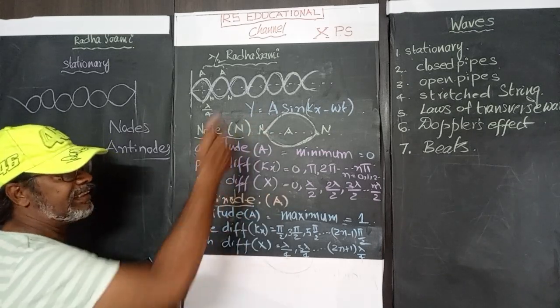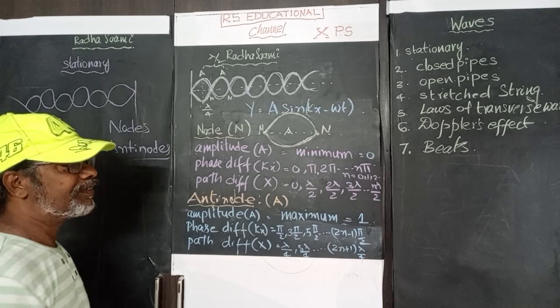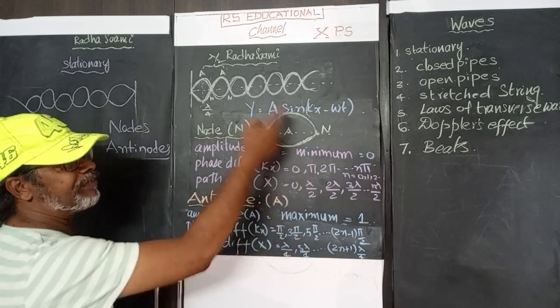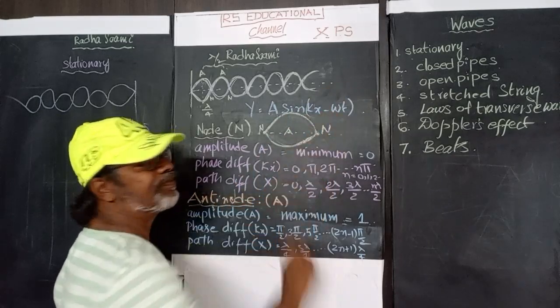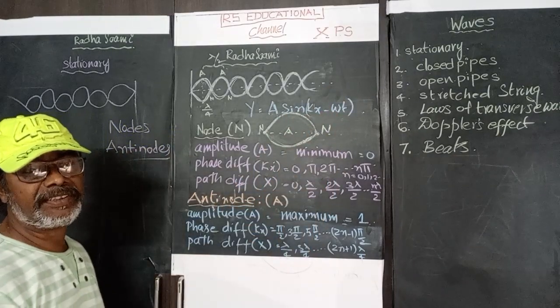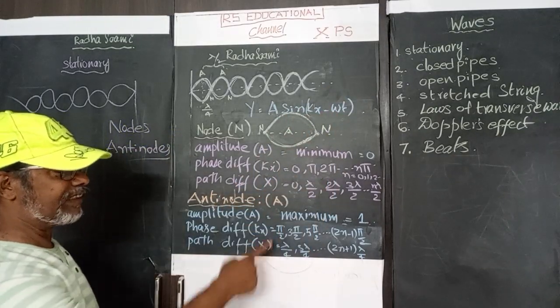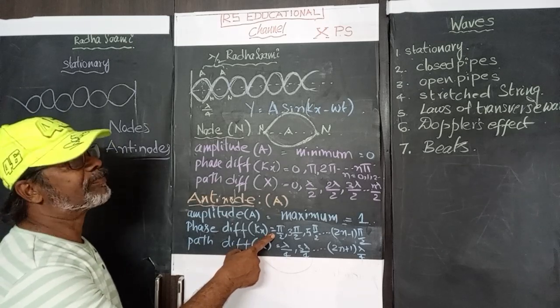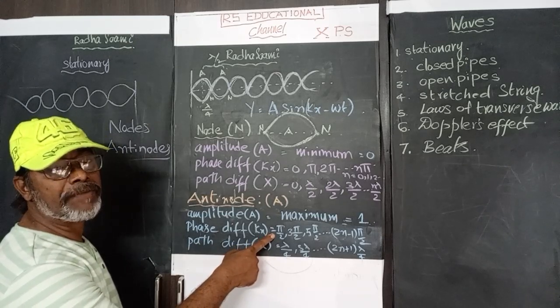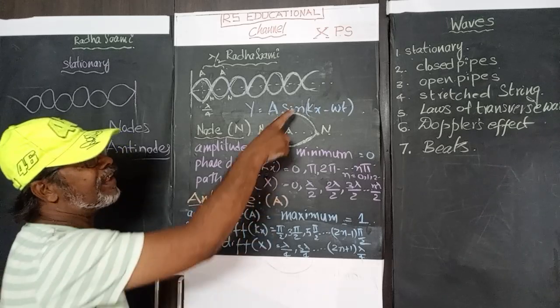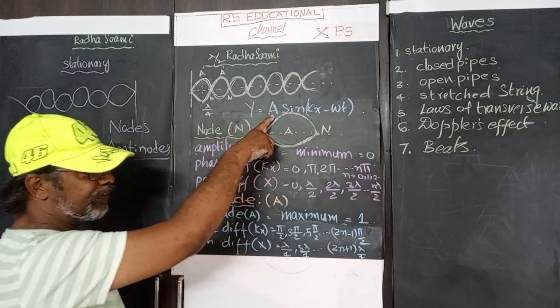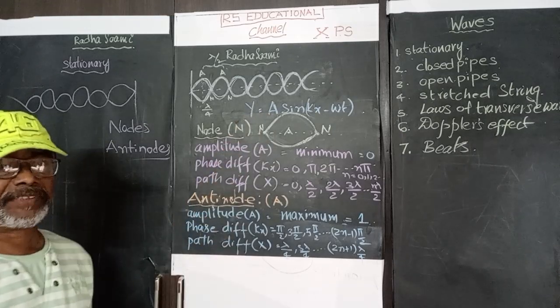Understand? Like that. If you take antinodes, the maximum value, sine of the total angle must be equal to 90. So that's why here pi by 2. The angle must be equal to 90, pi by 2. Then sine pi by 2 is equal to 1. 1 into A is equal to 1. So amplitude is 1.